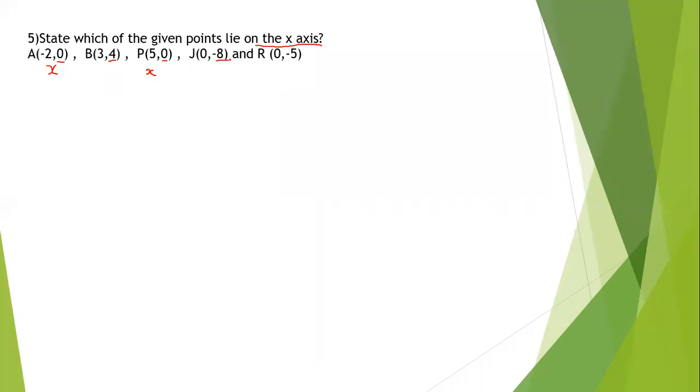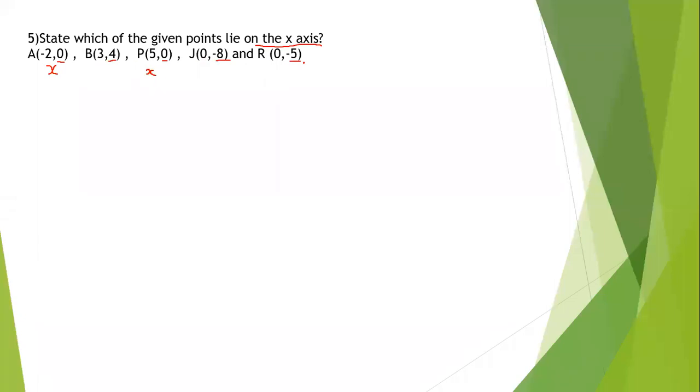Here the y coordinate is -8. So even the point J is not on the x-axis because the y coordinate is -8. And the last one, point R, the y coordinate is -5. So even point R is not on the x-axis. Students, you have to be careful since it is given as x-axis. So you have to see only the y coordinate. Don't see the x coordinate because you may arrive at the wrong answer.